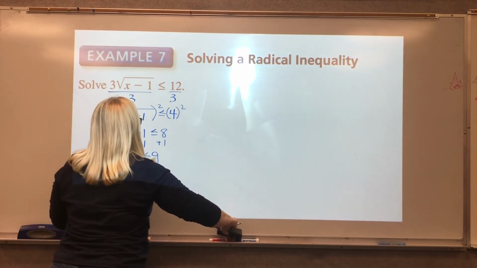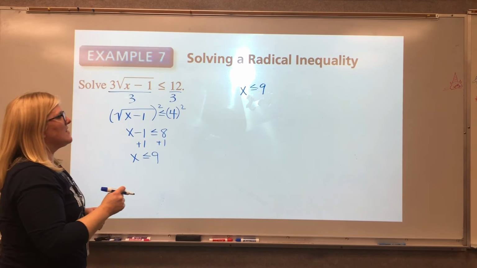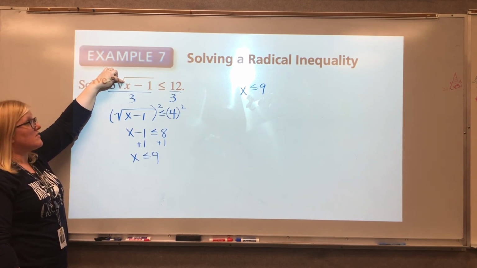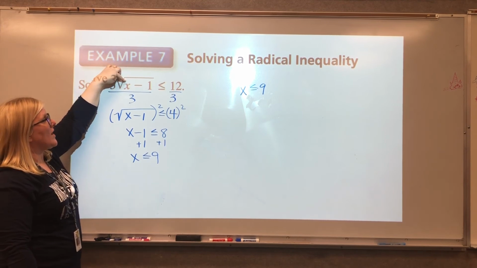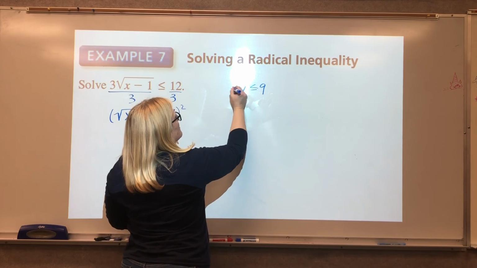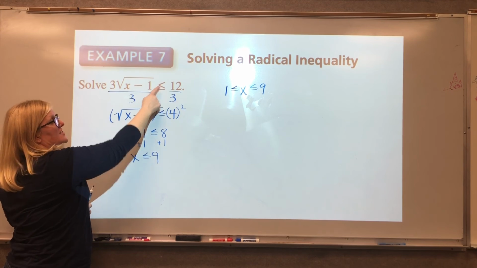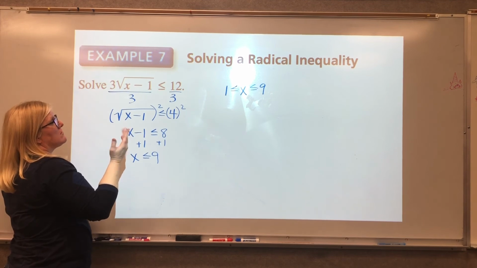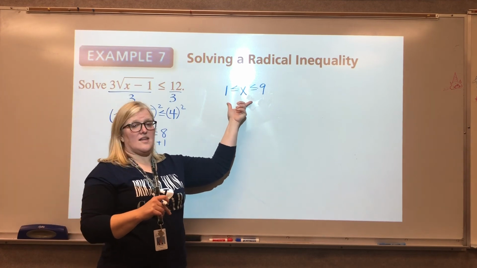Now here's the thing though, okay? So I'm going to write it over here. x is less than or equal to 9. Does that mean that x could be -100? No, because I can't take the square root of a negative number. So the very smallest that x can be is 1. So it is sandwiched in between 1 and 9. Because if I put a 1 in there, then this becomes 0, and 0 is less than or equal to 12. If I put in a -1, I can't do it anymore. And we just solved that it has to be less than 9. So x is between 1 and 9.